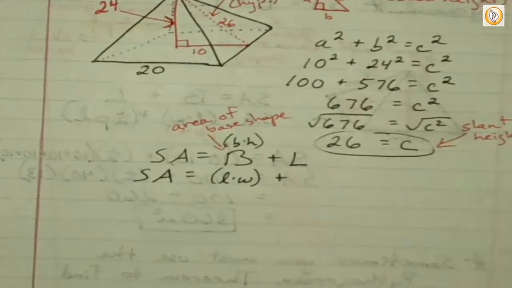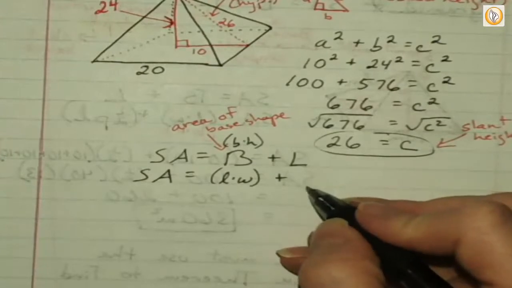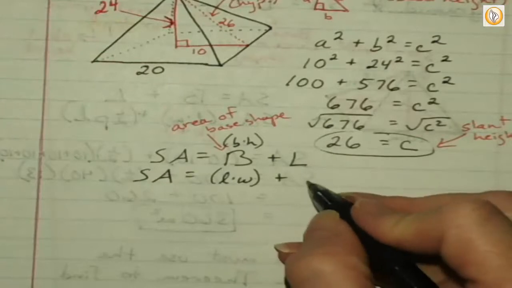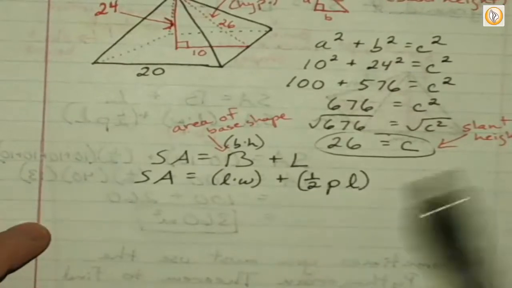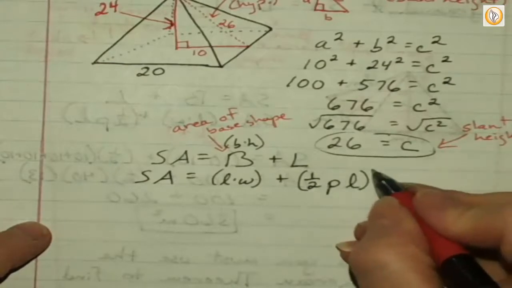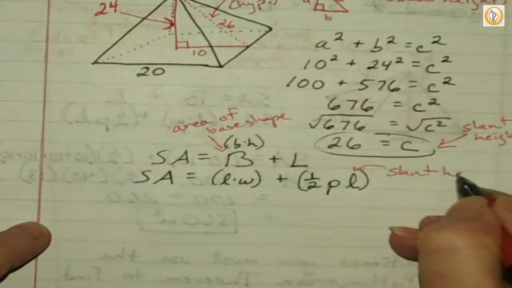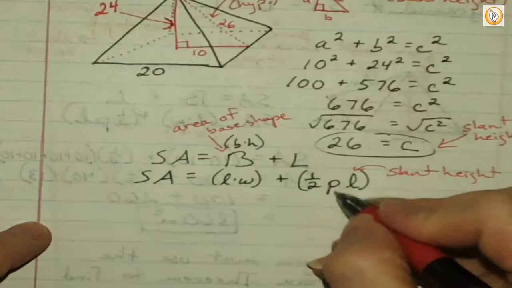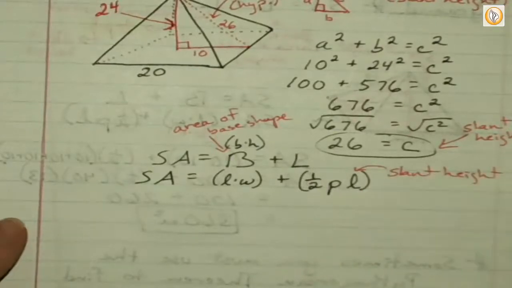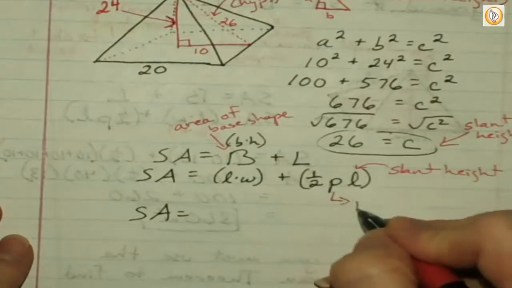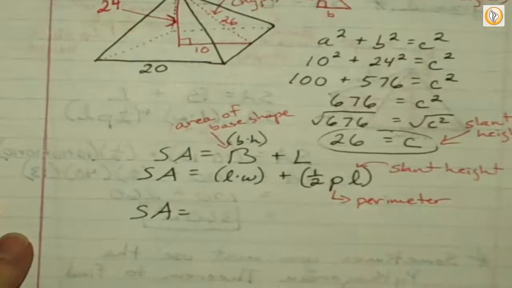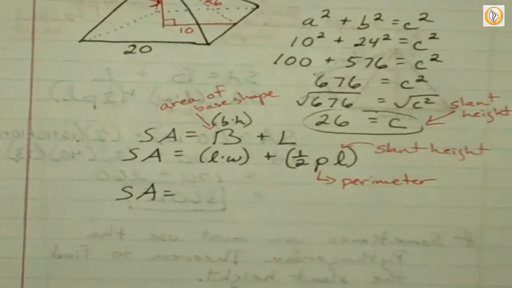And then this, what was the formula for a pyramid? One half P times L. Half times P times L. Remember, this is your perimeter, and there's your slant height. Don't forget P is perimeter. If you need to write it in there, you do that. Remembering the difference between perimeter and area and everything can be a pain.